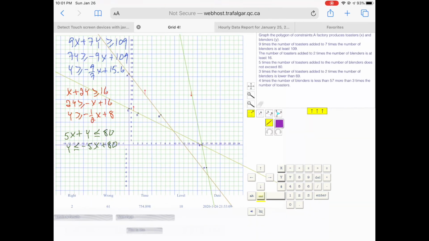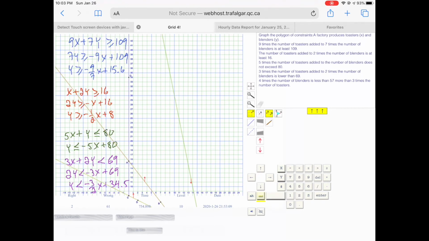Next line. 3 times the number of toasters added to 2 times the number of blenders is lower than 69. Is less than 69. I want to get the y's alone, so I'm just going to subtract 3x from both sides. We have 2y is less than negative 3x plus 69. Divide all the terms by 2 to get the y all alone. So y is less than negative 3 over 2 x plus 69 over 2. 69 divided by 2 should be 34.5. We can just go to the 34 right there.